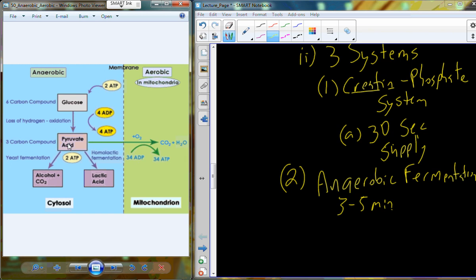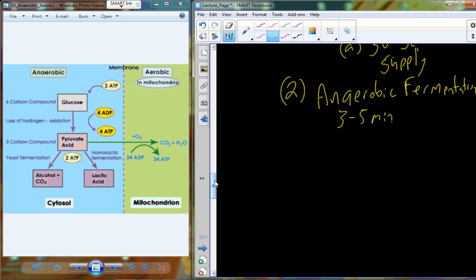If I tell you, hey, go out and sprint, maybe we'll be able to sprint 400 meters, maybe 800 meters if you're a really good athlete, but definitely not 26 miles. So you actually have to slow down your running speed because that reduces your workload. And as you begin to do that, you gain oxygen, and that oxygen availability shifts pyruvic acid from lactic acid production towards what's called cellular respiration, which is our third type of ATP supply. So it's about a 3 to 5 minute supply using anaerobic fermentation. And the reason that we have to use this is because the cell lacks sufficient oxygen.